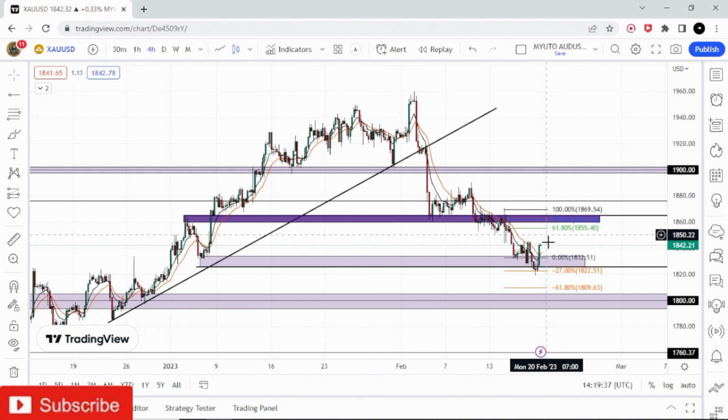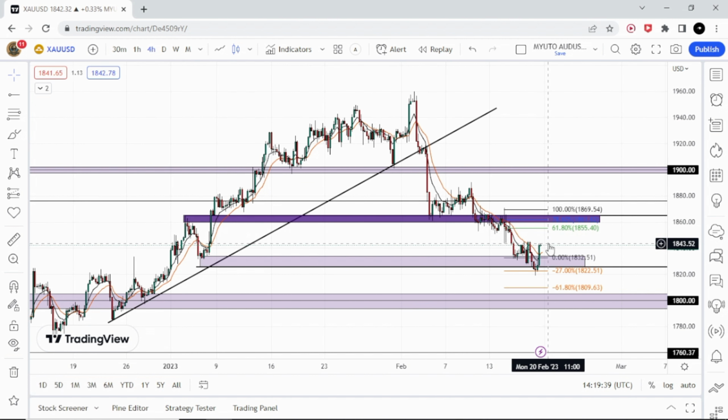So for gold, look out for shorts on gold, and we may come down to 1800. We might see price coming down to 1800 or 1810. So this zone here, 1800 and 1810. That's my analysis for gold right now.